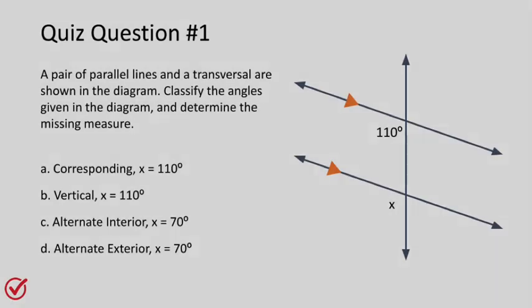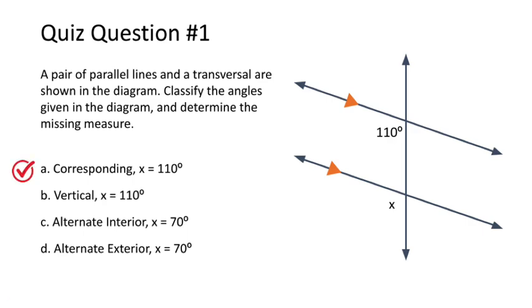Let's look at the first question. A pair of parallel lines and a transversal are shown in the diagram. Classify the angles given in the diagram and determine the missing measure. So let's notice that both of these angles are to the left of the transversal, and they occupy the same position, namely underneath the parallel lines. These angles are corresponding, and x equals 110 degrees.